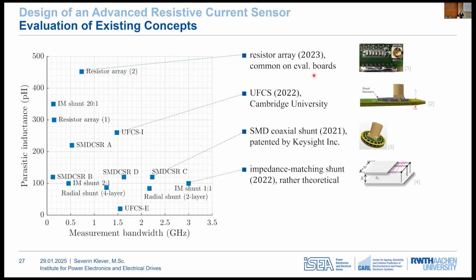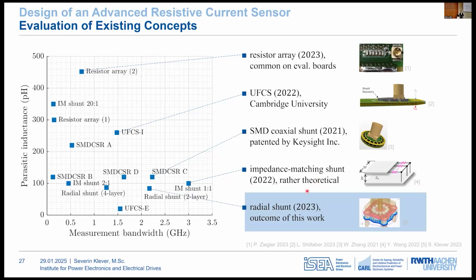Notable designs above 1 gigahertz include the UFCS shunt by Cambridge University and the SMD coaxial shunt from Keysight. There's also the impedance matching shunt, which offers an extremely high bandwidth, but is very difficult to implement. In 2023, I introduced the Radial shunt, which is a highly competitive design in this field with a bandwidth above 2 gigahertz. And on the next slides, I will present the latest variant of this design and show you its characteristics in detail.